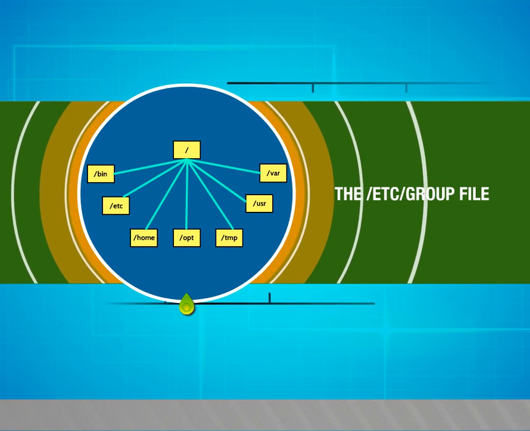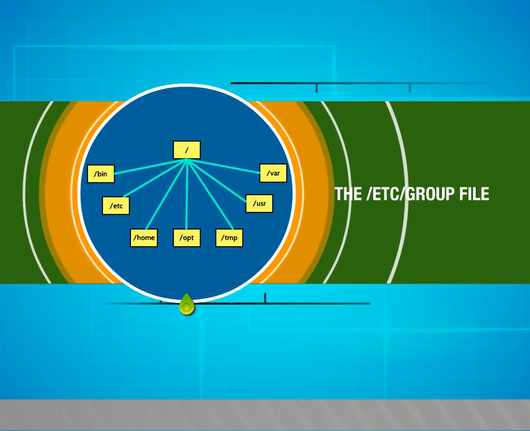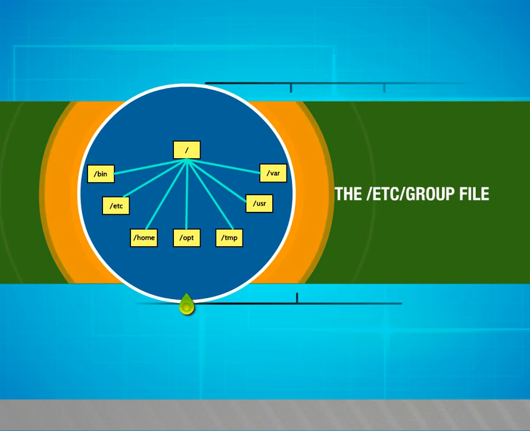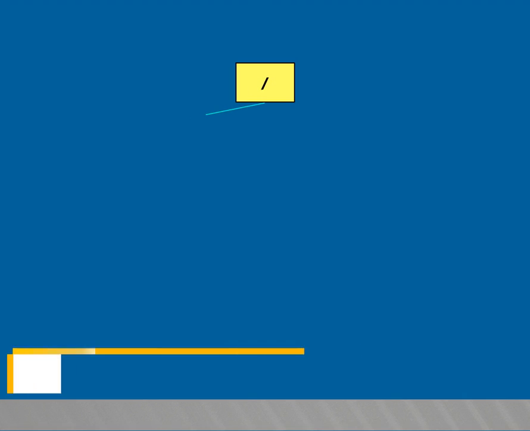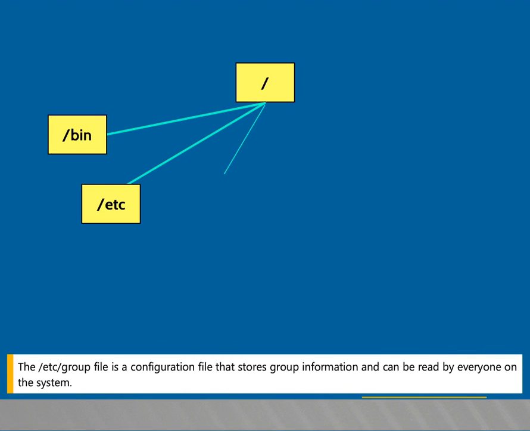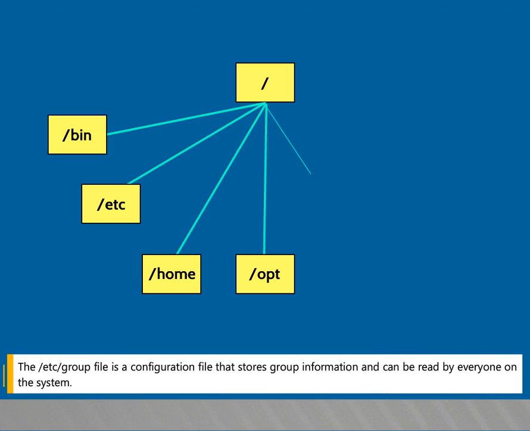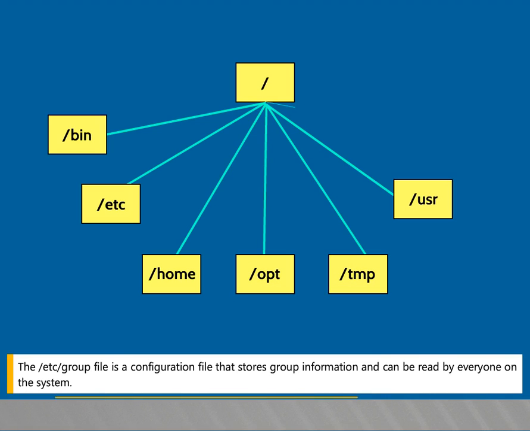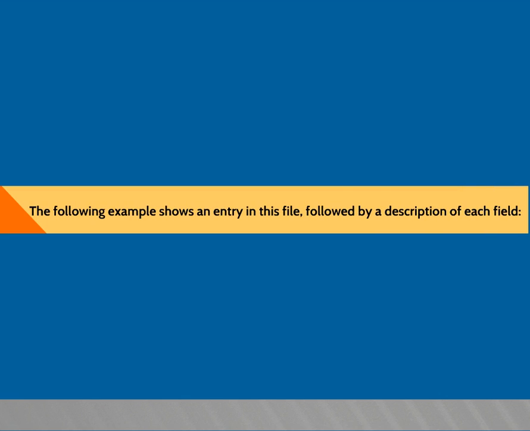The /etc/group file. In this video, we are going to see about the /etc/group file. The /etc/group file is a configuration file that stores group information and can be read by everyone on the system. The following example shows an entry in this file followed by a description of each field.